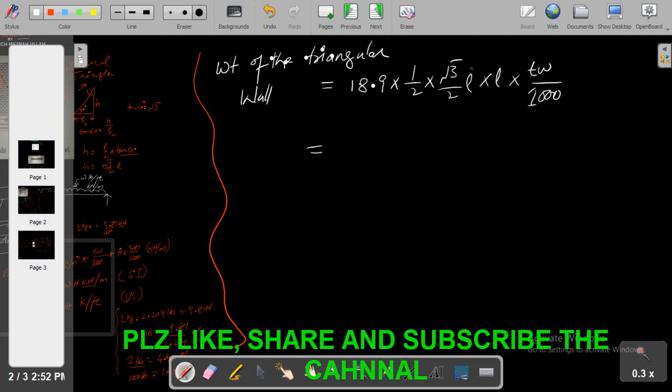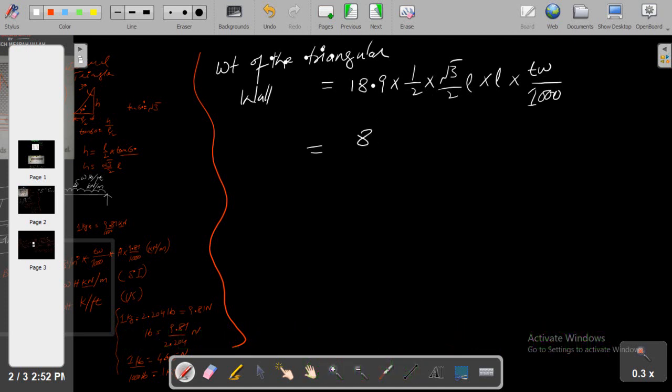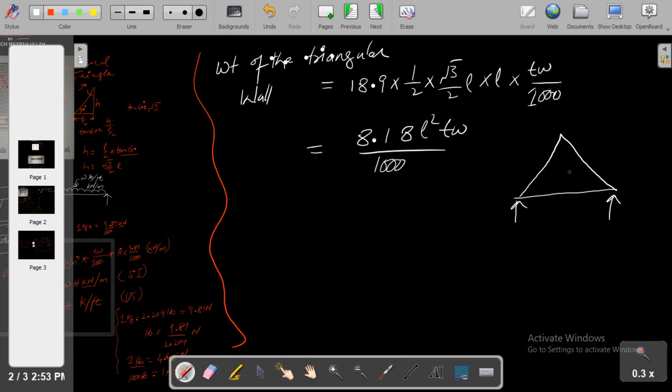So by just using your calculator you can find 8.18 L square TW divided by 1000. Now this is the triangular loading, right? This is a triangular loading. Remember, we have a beam and we have a load like in this shape. This is triangular loading. That load is 8.18 L square TW divided by 1000.